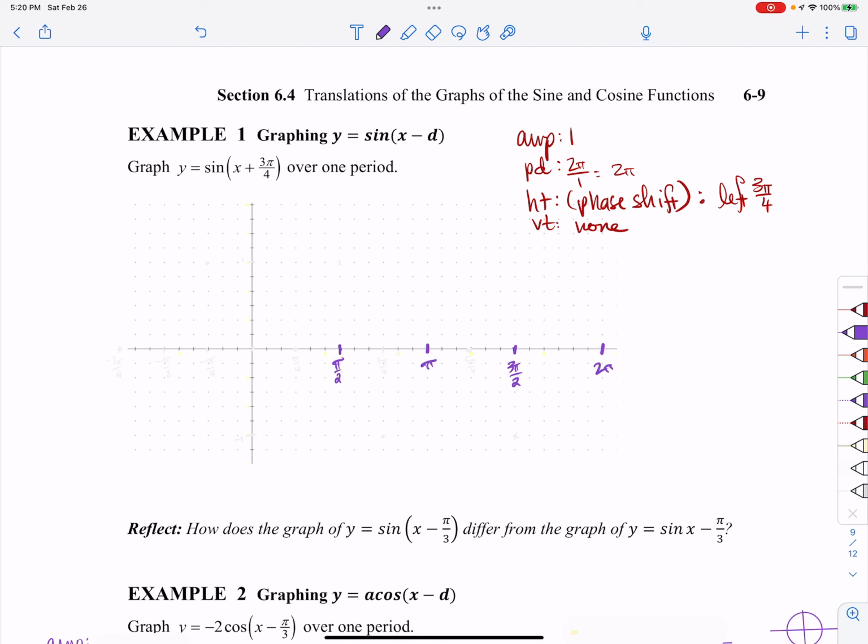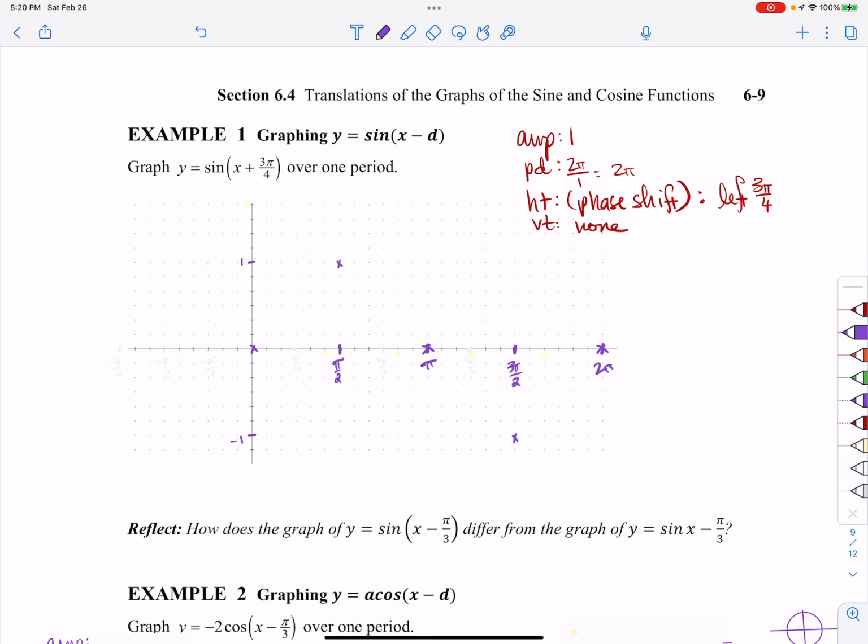All right, so this is a sine graph. So we're going to go up to 1 and down to -1. And we'll mark our 5 majors. So we've started at the origin. We have our maximum for the first quarter, back to the x-axis, our minimum, and then back to the x-axis. These are our 5 major values.